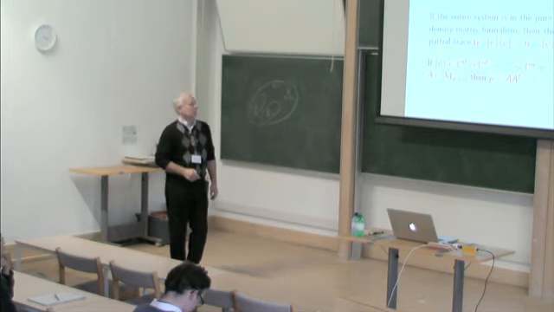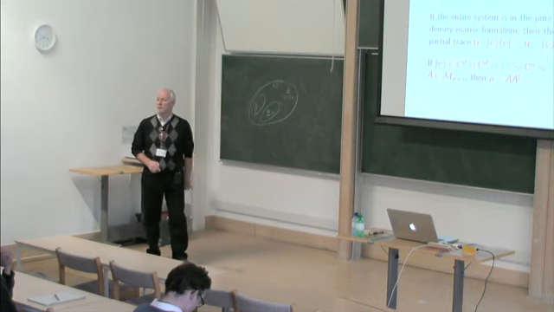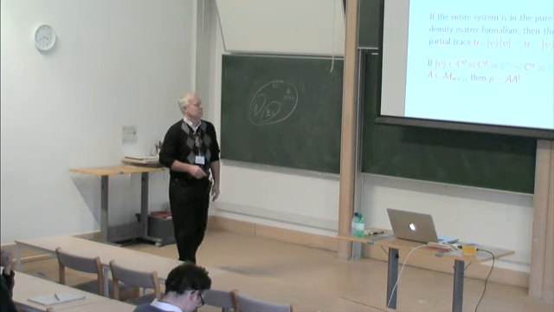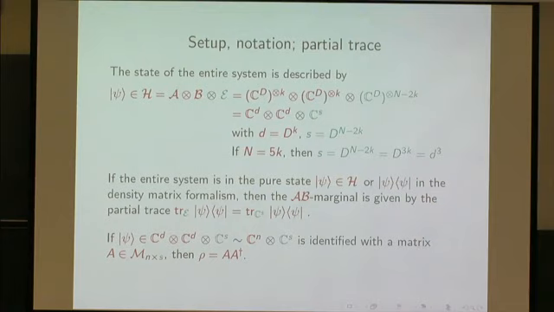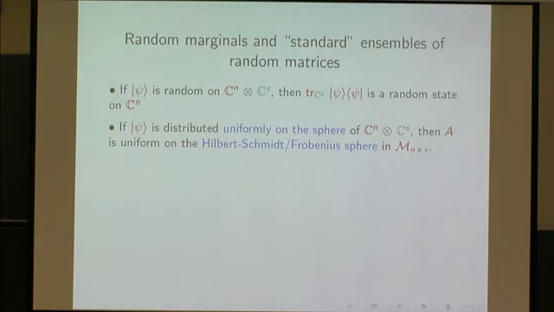Then, in that identification, the partial trace becomes just the square of the absolute value of your matrix. Right? This is just a little linear algebra, and probably almost everybody knows that. So the bottom line here is the following: if you have a random point on the sphere in the product space, and at this point we don't even care whether this is a tensor product of something or not, then the marginal is a random state on Cn, of course, right?